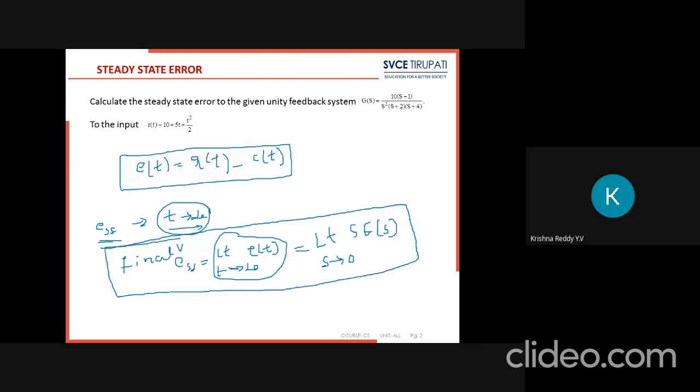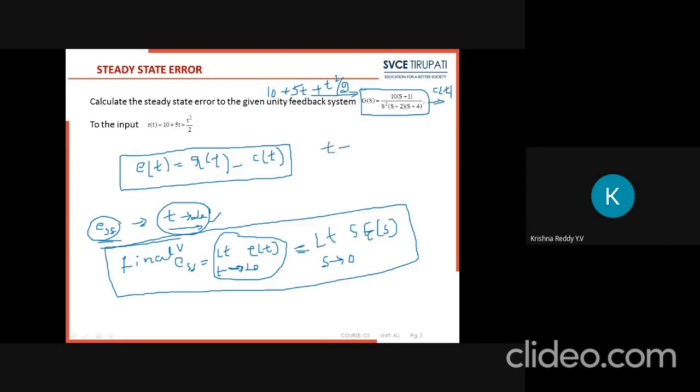As the t tends to infinity, E of t is equal to limit s tends to 0, s into E of s. As the time t tends to infinity, what happens? The error is known as steady state error. Suppose we have one system, G of s equal to 10 into s plus 1 divided by s square into s plus 2 into s plus 1. For this system, I am given the input R of t equal to 10 plus 5t plus t square by 2. When you apply this input to this system, we get some C of t.